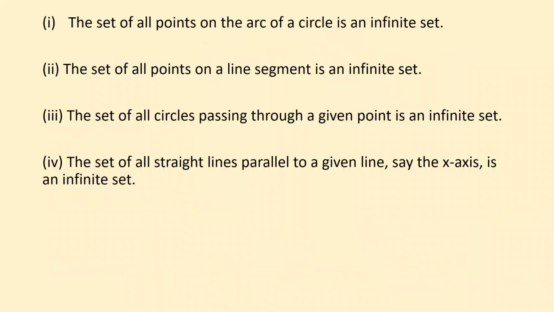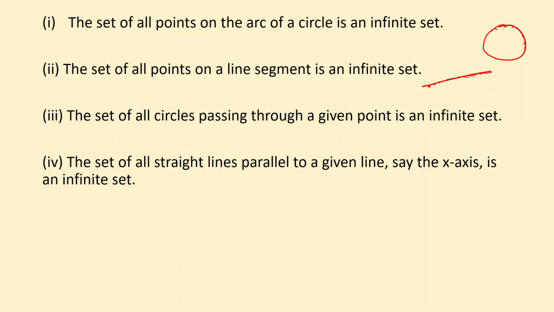Some more examples of infinite sets. The set of all points on the arc of a circle is an infinite set. If you take a circle, then the set of all the points on this circle will form an infinite set. There are millions and trillions of points on this set. There is no way you can count them. The set of all points on a line segment is an infinite set. In the same way, if you take a line, then the set of all the points on this line will form an infinite set. There will be an uncountably infinite number of points on this line.